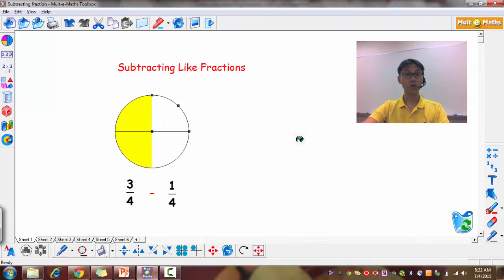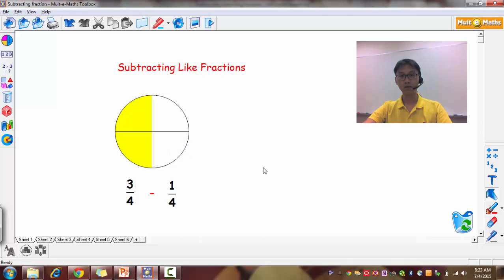If I get rid of this, what am I left with? I'm actually left with 2 out of 4 equal parts. So how would that look? 3/4 minus 1/4 will give me 2 out of 4 equal parts, or 2/4.